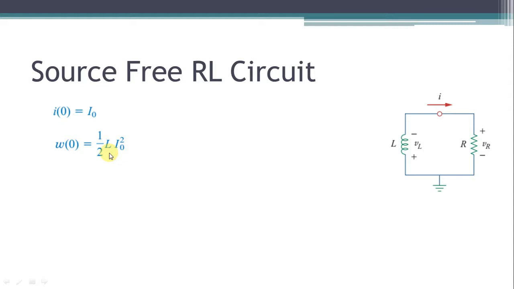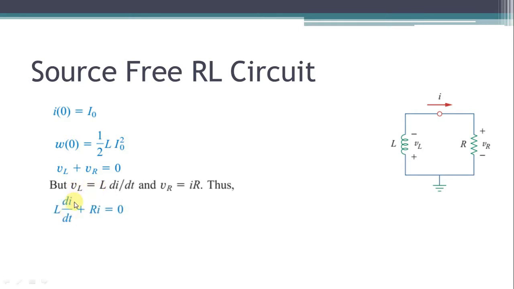Now applying Kirchhoff's voltage law around the loop gives us this equation: VL plus VR equals 0. VL is the voltage across the inductor and VR is the voltage across the resistor. Now substituting the values of VL and VR into the equation gives us L di by dt plus Ri equals 0. Dividing each term by L gives us this equation.